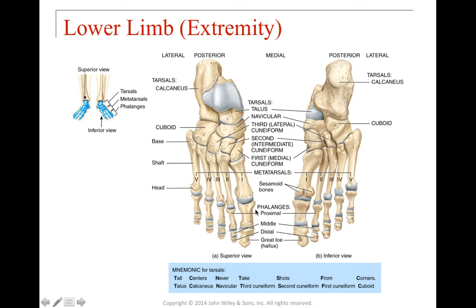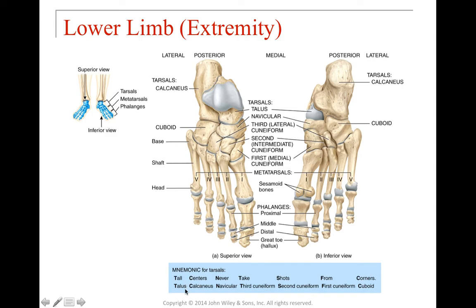Additionally, we have the phalanges, which are going to have 2 for the large toe, right? The proximal and the distal. And then we have proximal, middle, and distal for the other ones. Now, for the great toe, that distal bone is actually called the hallux bone. So the large part of your big toe is called the hallux, the distal bone of that phalange.